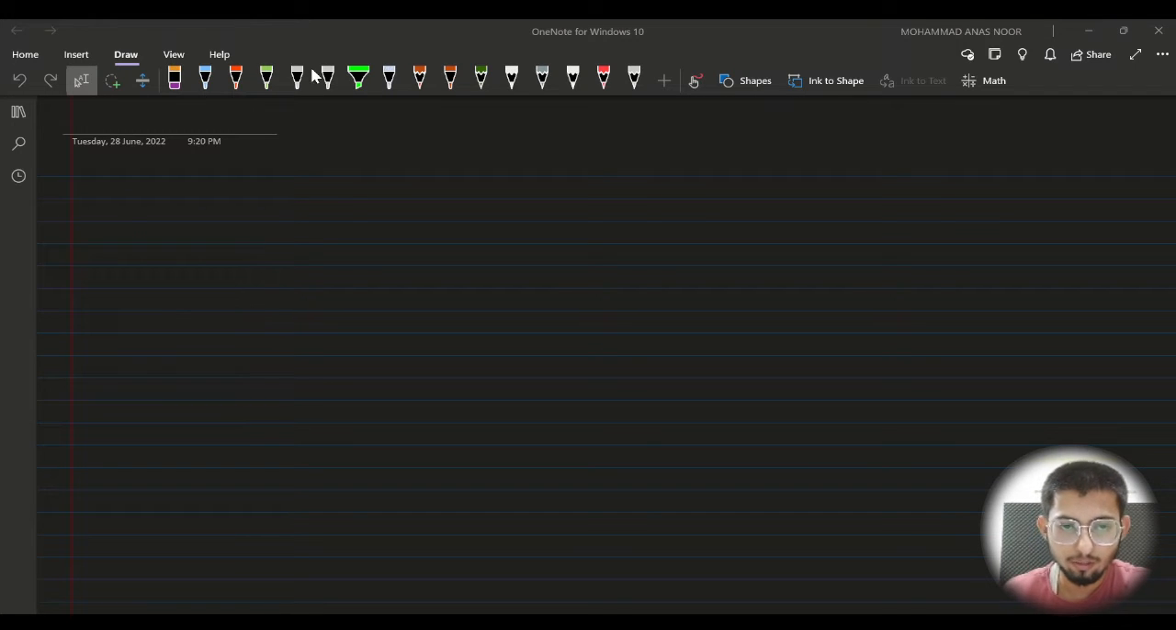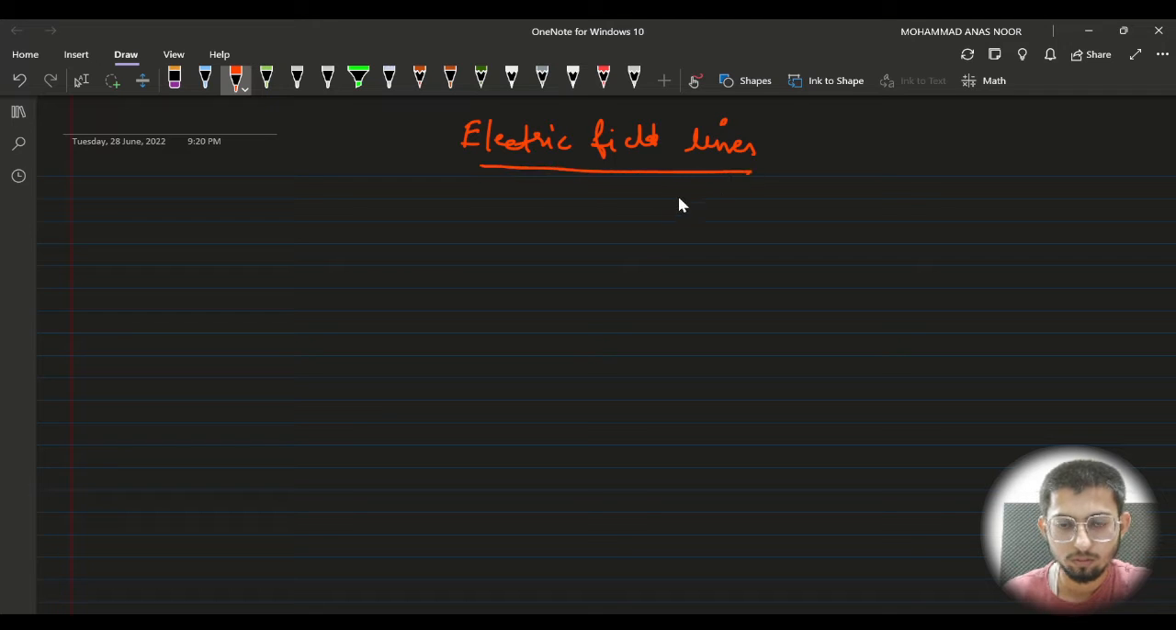So we will start with the electric field lines. So far we have studied electric field, its definition, and the electric field due to a point charge. Earlier I told you that electric field lines are imaginary lines.